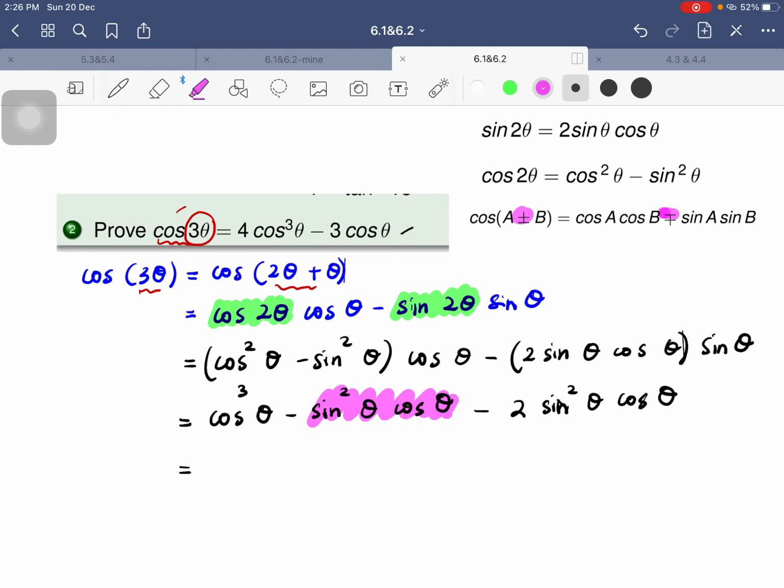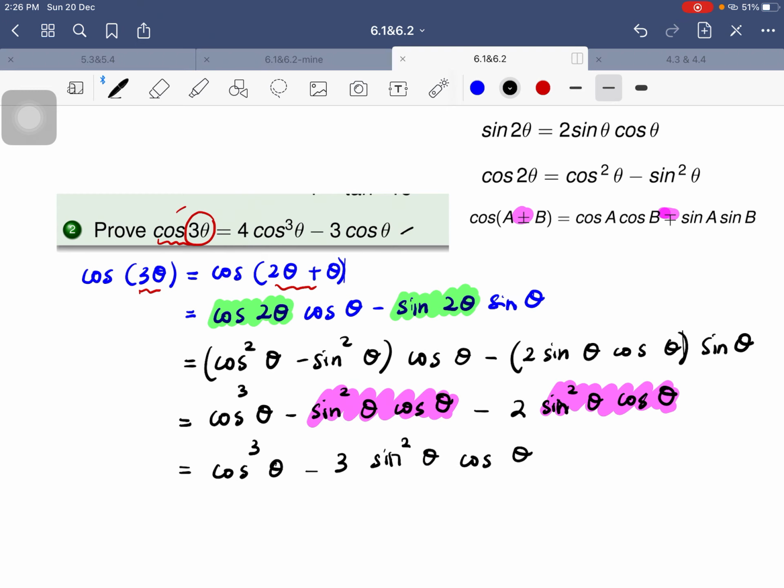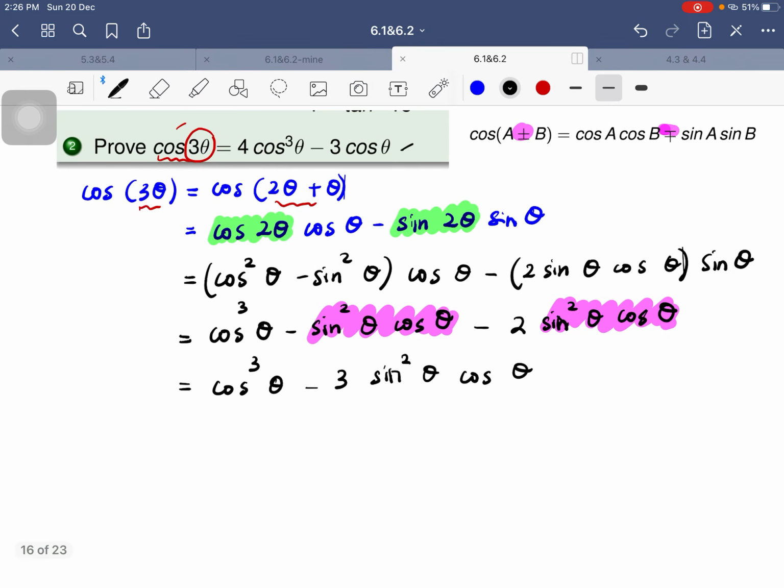And of course, if you notice, these two are actually the same. This is sine square theta cos theta. So that is actually twice of that. So negative 1 minus 2, that is going to be minus 3 of that function. So I can actually simplify this too. So cos cube theta minus 3 sine square theta cos of theta.